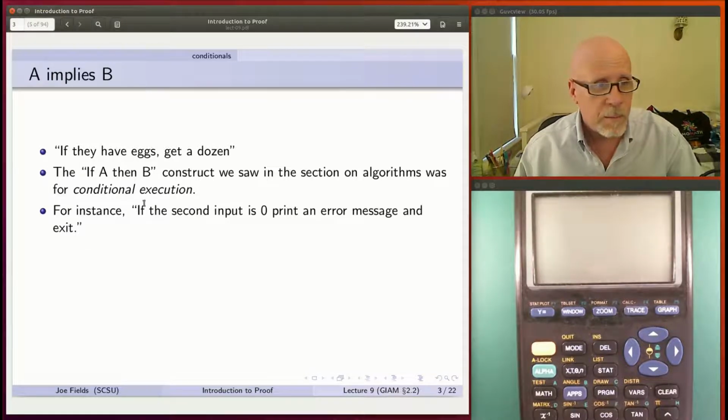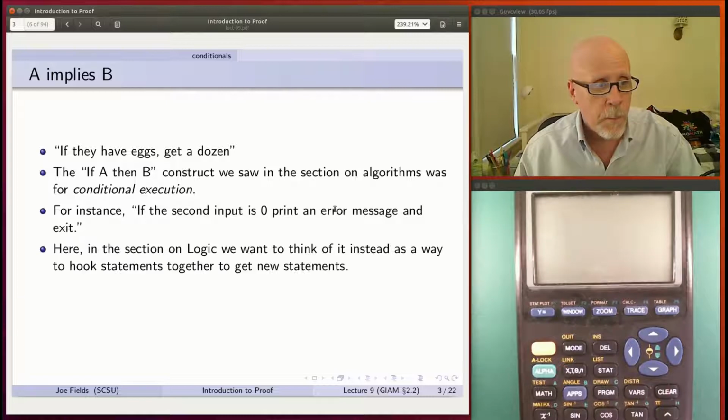For instance, if the second input is 0, print an error message and exit. So the thing in the if part of this sentence is a question that you could answer yes or no to, a true false thing. The rest of it, though, is instructions for doing something. We're doing something different now. We're in logic, and so both the A and the B are going to be statements. They're going to be things of a Boolean character.